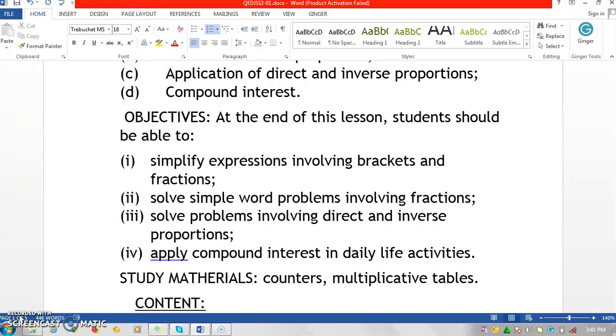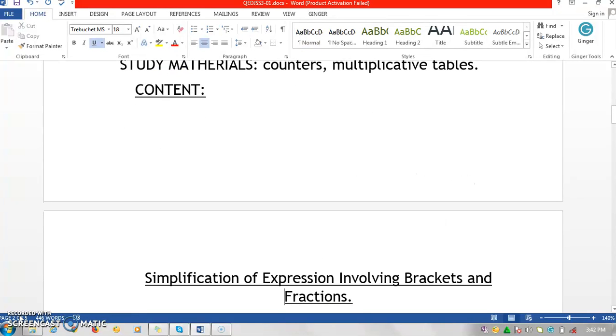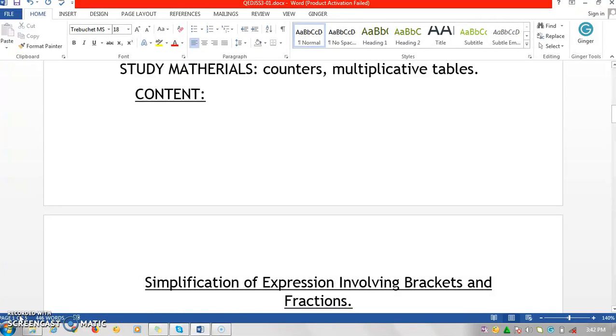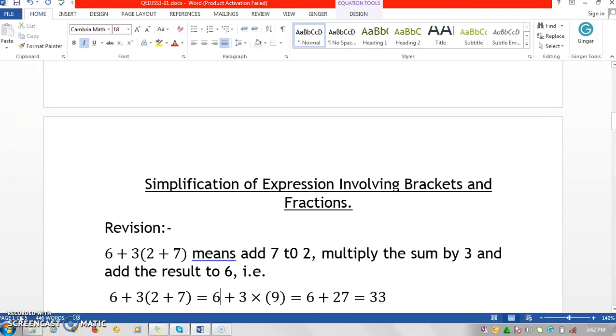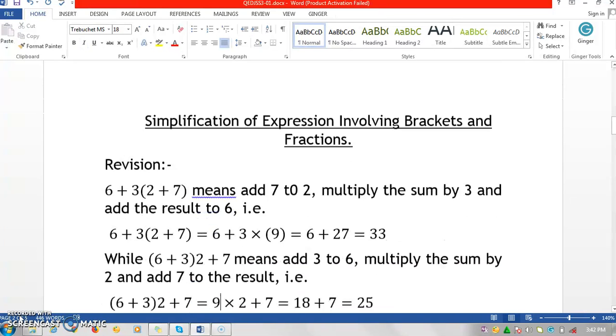They should be able to simplify expressions involving brackets and fractions, solve simple word problems involving fractions, solve problems involving direct and inverse proportion, and apply compound interest in daily life activities. Our study materials are counters and multiplication tables. The content: the first part we want to discuss is simplification of expressions involving brackets and fractions.